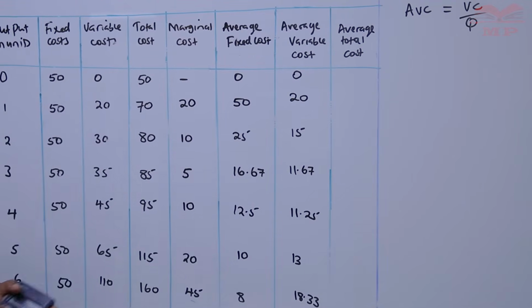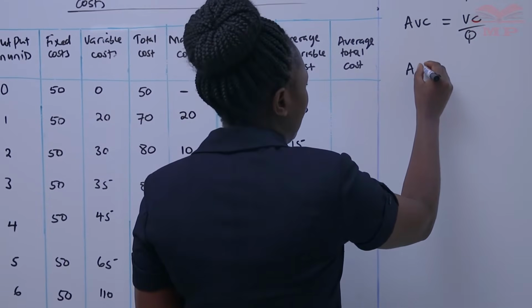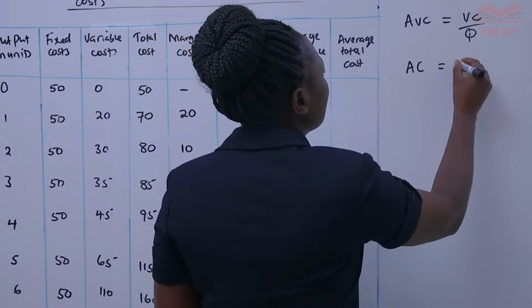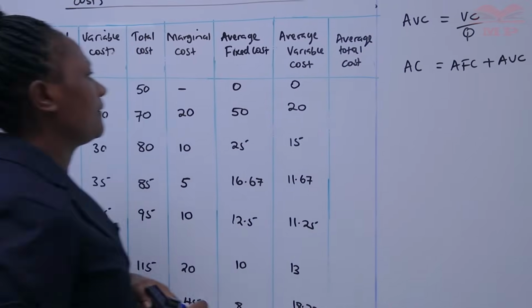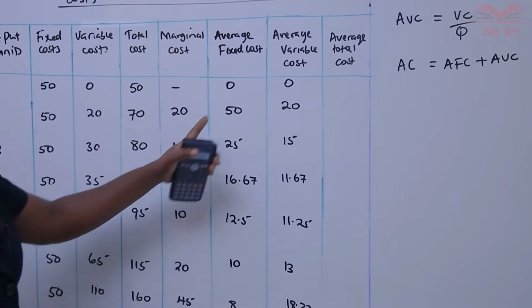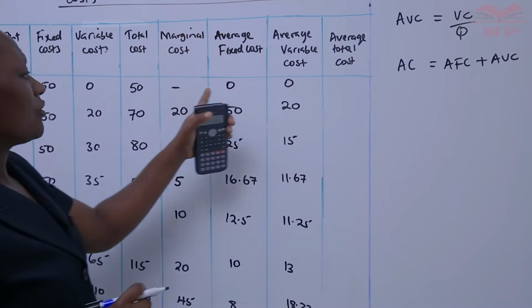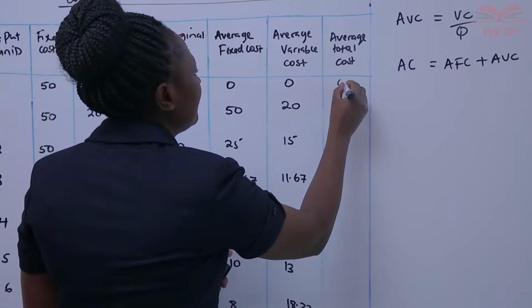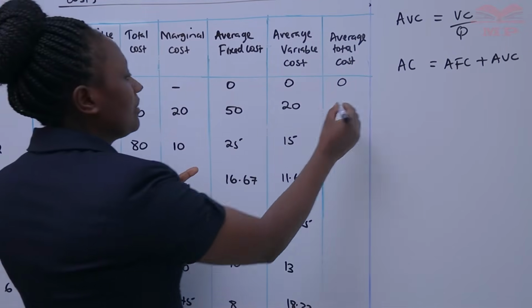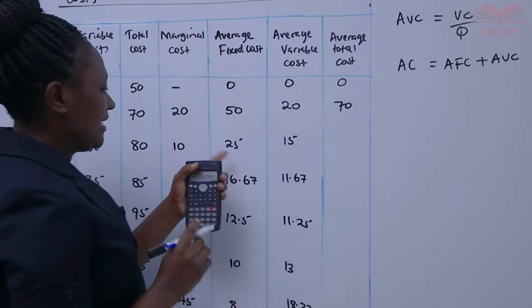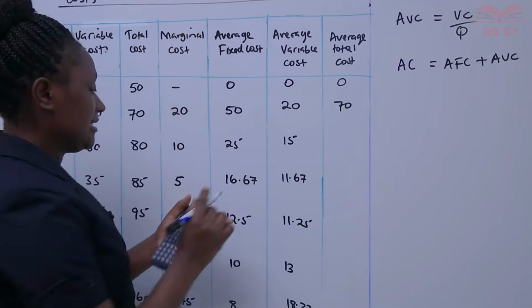Then lastly, how do we calculate average total cost? So we say that average cost or average total cost equals average fixed cost plus average variable cost. So since we've already calculated the average fixed cost and the average variable cost, we simply sum these together. So we'll have 0 plus 0, which will give us 0. 50 plus 20 will give us 70. 25 plus 15, this is 40.